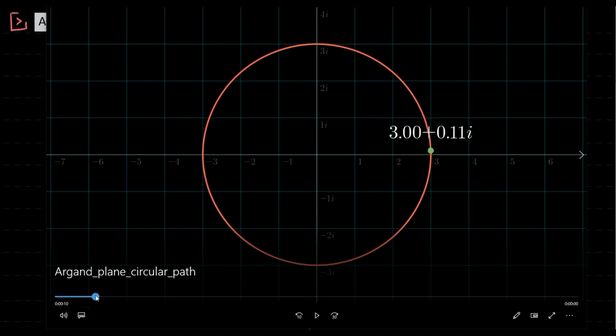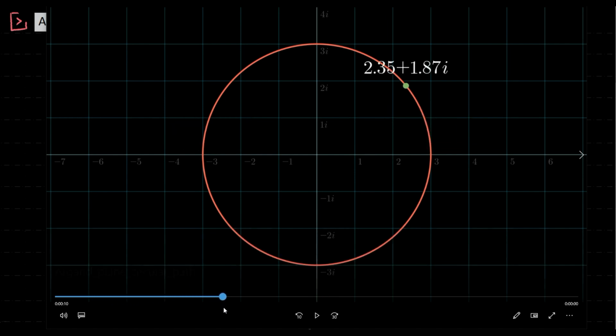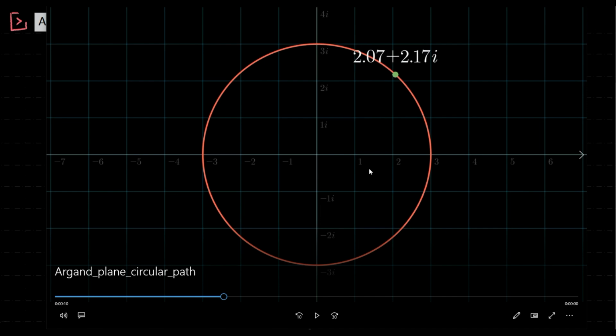So let's just go back and forth. So this is 2 plus 2.17 i, right? It's somewhere over here. Make sense? So in the second quadrant, we have the real number to be negative and the imaginary number to be positive. The same funda, there's nothing different.